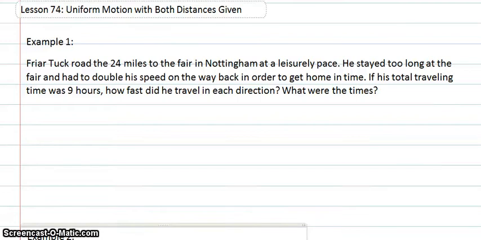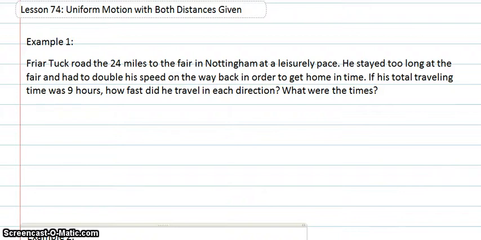In lesson 74, we're looking at uniform motion with both distances given. This is very similar to the problems that they had set up for us where there were 4 different variables and then 4 equations where we had to do some double substitution basically. So we have to set those up on our own now.